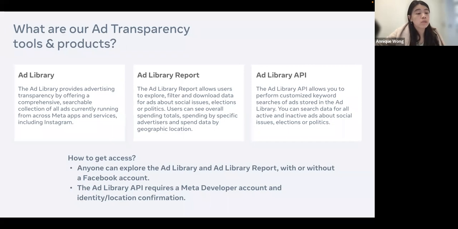But in order to use the ad library API, you have to be in a country where the ad library API is available, and you must have a Facebook account. And the process is that you'll first have your identity and location confirmed, and then create a Meta developer account to get access to the API itself.